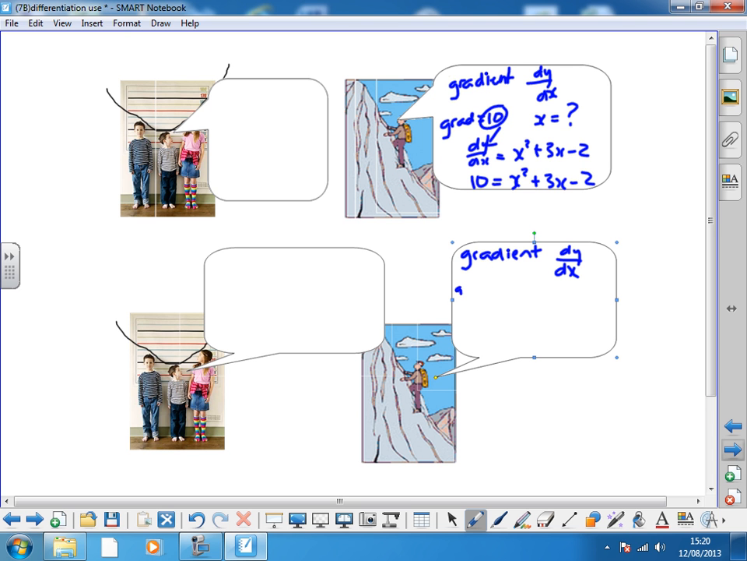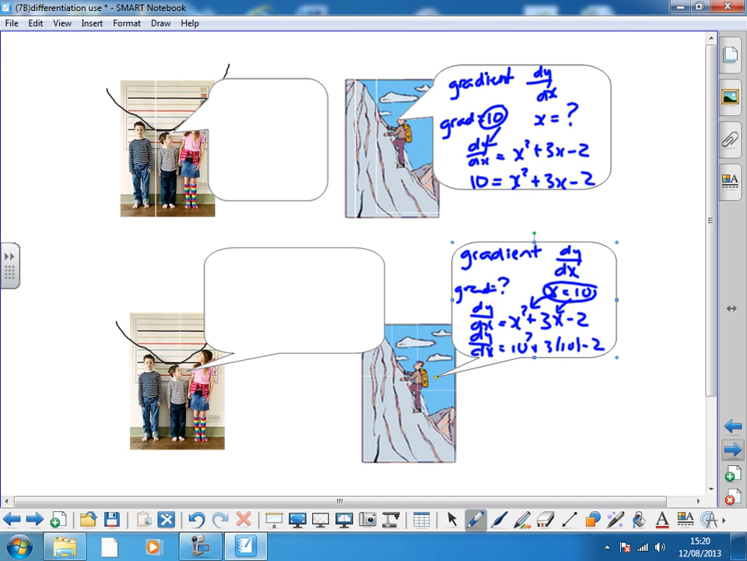Or maybe we don't know what the gradient is, but we know that x is 10. In which case we take our gradient function, which I'll just make up, and the same thing, we substitute in what we know, but now what we know is x, so we substitute that in there, and then we would say that the gradient is 10 squared plus 3 lots of 10 minus 2. So in both cases, we're taking what we know and substituting it in. If we know x, we substitute in x. If we know the gradient, we substitute in the gradient.